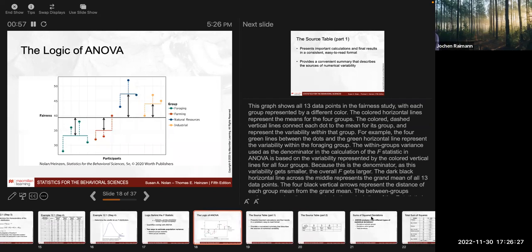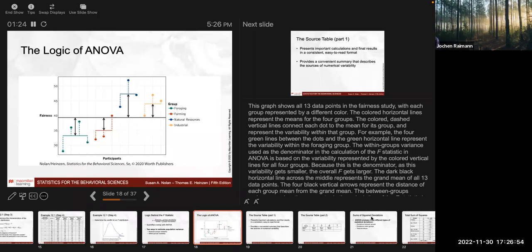So forget the example. I will introduce the example in a second. But you basically have four groups with four different means. There are four different variances. If you calculate a mean of means, you get one grand mean. That's actually a term, grand mean. That's the mean of means.